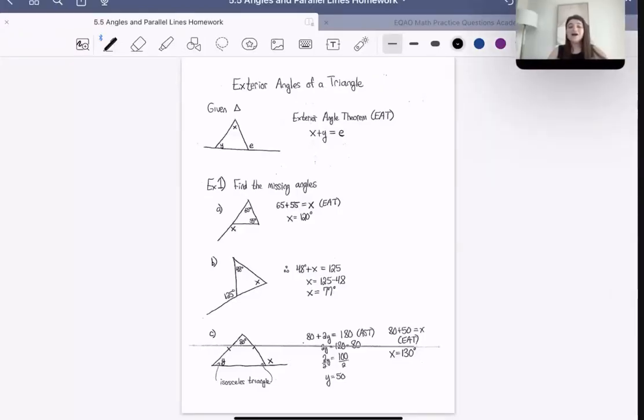Today, we are going to be talking about the exterior angles of a triangle. So, we already went through the interior angles. What we haven't talked about is the exterior angle theorem. And this actually goes kind of in conjunction with other things that we've talked about. And so, it will make sense when we get to it. So, let's talk about it.